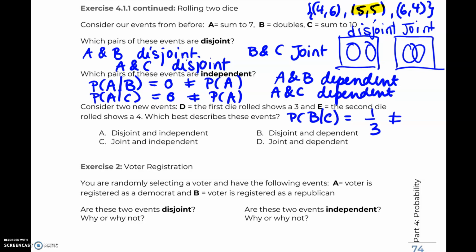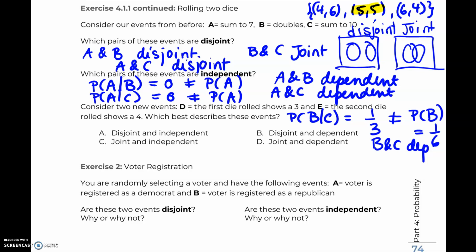Now this is not equal to the probability of B, because the probability of B was the probability of doubles, which we had the events 1, 1, 2, 2, 3, 3, 4, 4, 5, 5, and 6, 6. Which was a 1 in 6, or 6 out of 36 chance. So B and C are also dependent. And now we've checked all the pairs.